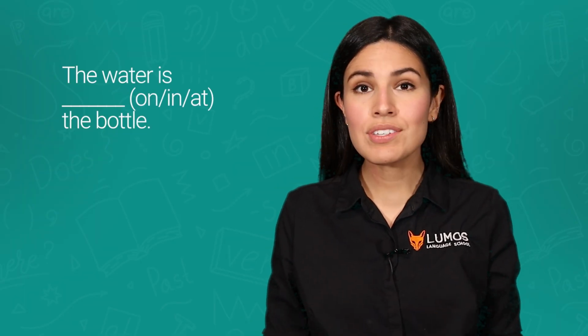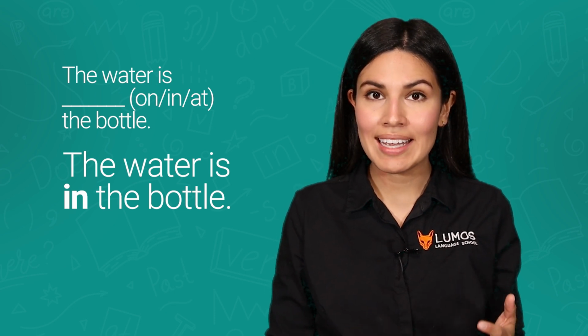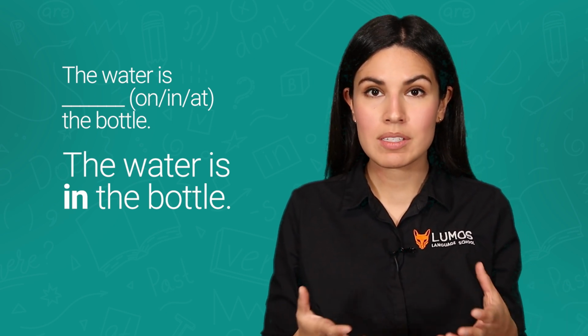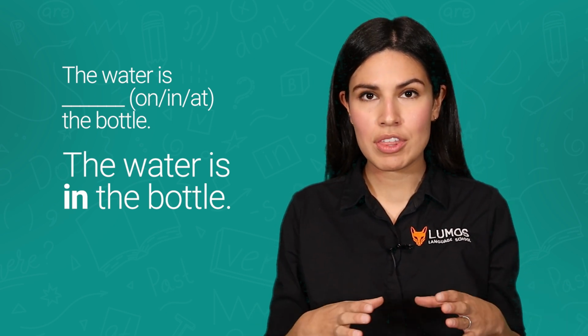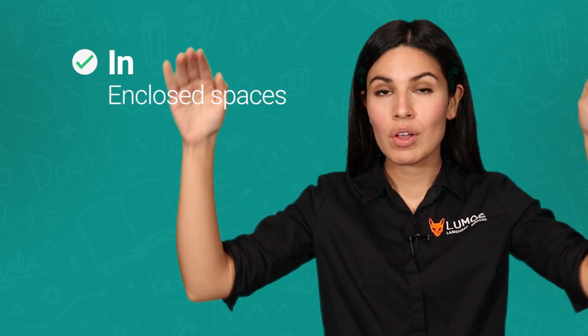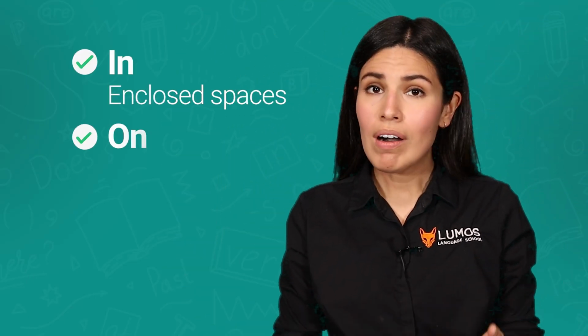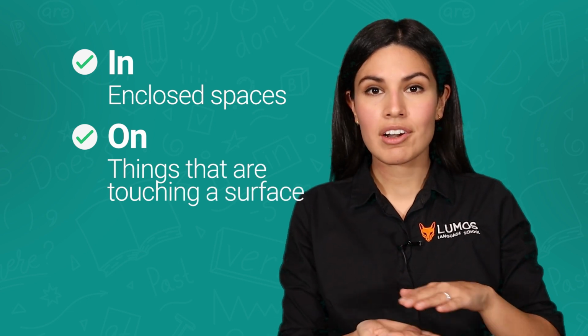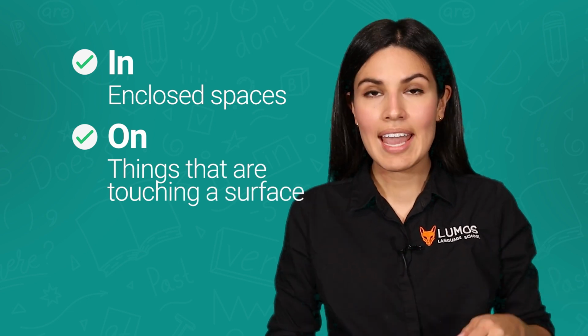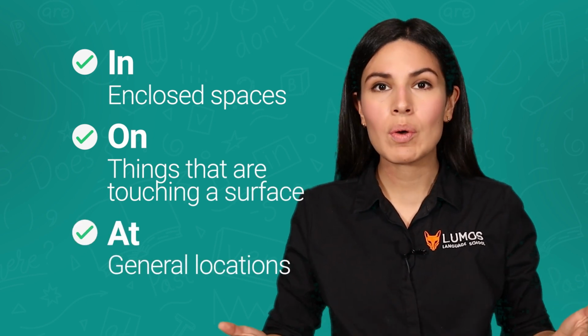That's right. The answer is the water is in the bottle because the bottle is an area with boundaries. So remember, we use in when we talk about an enclosed space. We use on when we talk about things that are touching a surface. And we use at for general locations.